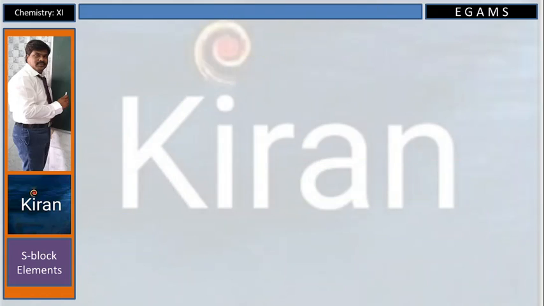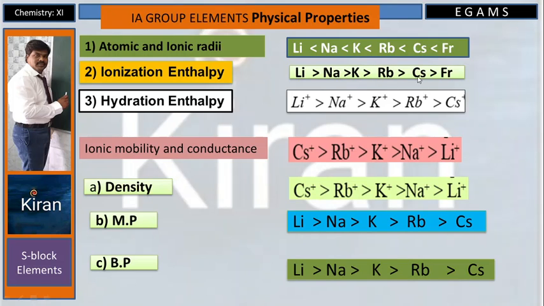This is about the physical properties. Very simple. This chart is enough to remember the physical properties: atomic radii, ionization enthalpy, hydration enthalpy, ionic mobility and conductance, density, melting point and boiling point. Coming to the next, chemical properties.